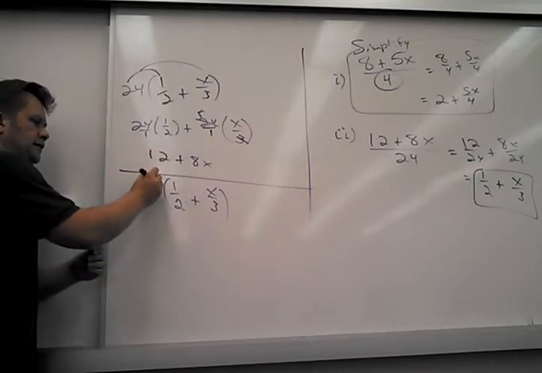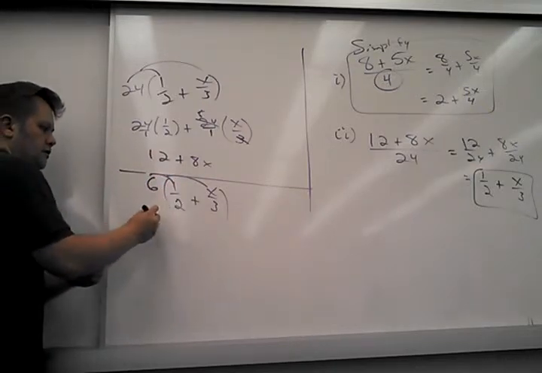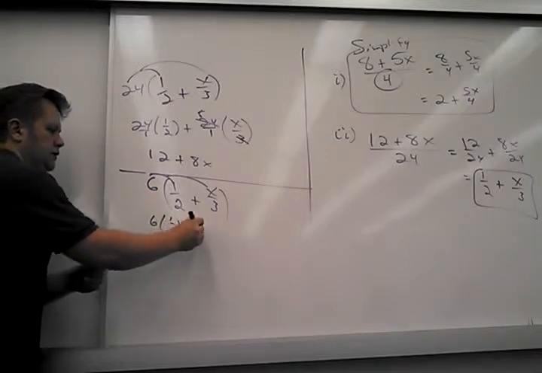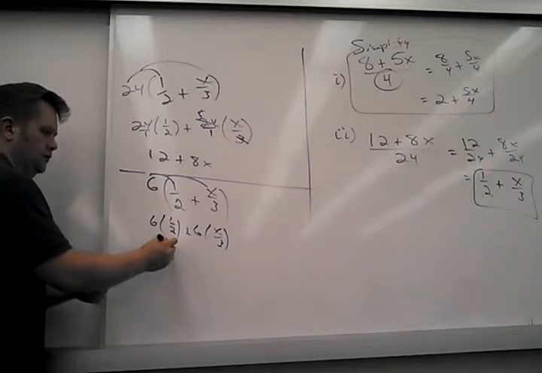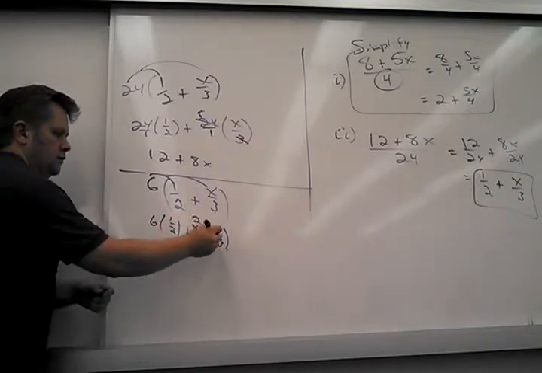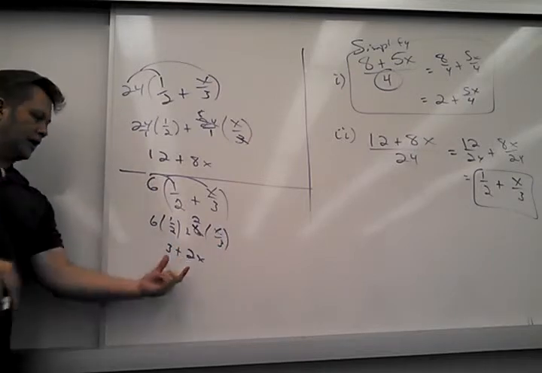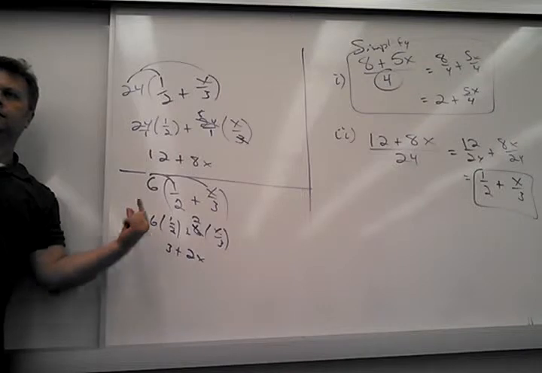So if I multiply by 6, what happens? 6 times 1/2 plus 6 times x over 3. What's 1/2 of 6? 3. And what's 1/3 of 6? 2. So 3 plus 2x. So I got rid of my fractions by multiplying by the LCD.